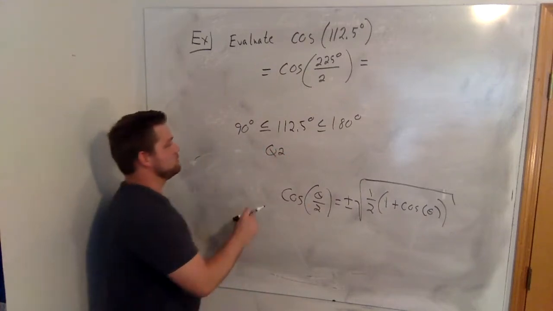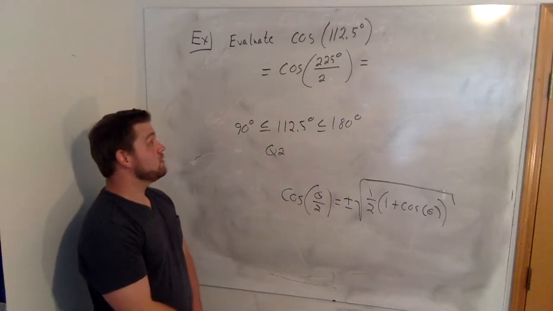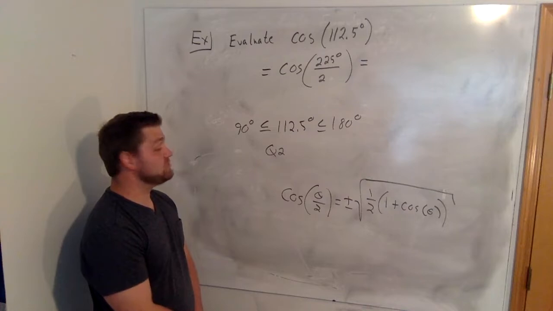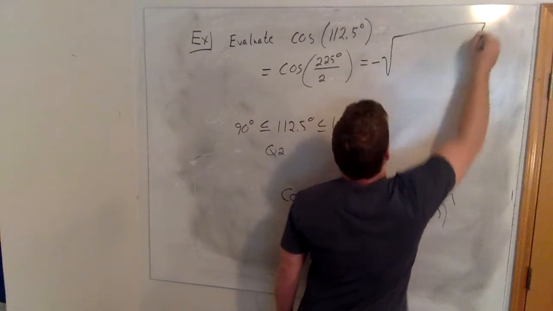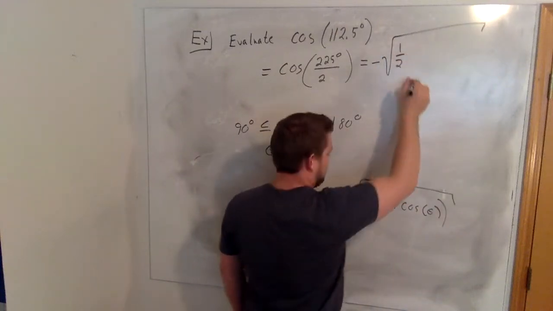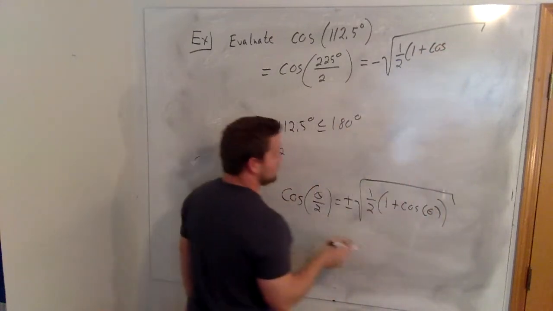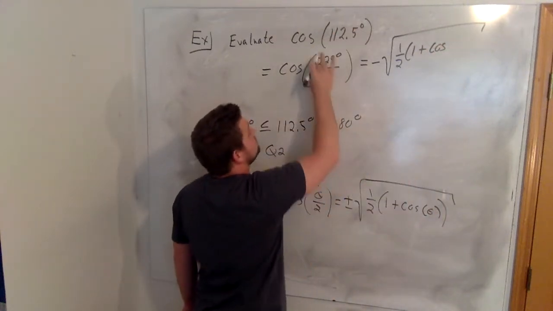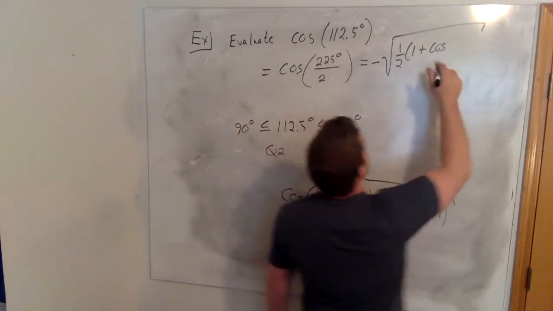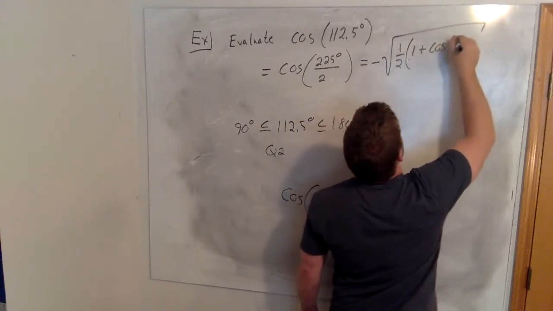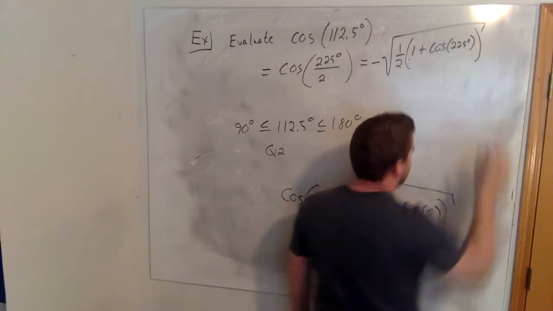We're in quadrant 2. So should we choose the plus or the minus? Well, cosine is negative in quadrant 2, so we'll want to choose the negative version. So we're going to have a negative square root of 1/2 times 1 plus the cosine, not of 112.5 degrees, but just the cosine of 225 degrees.